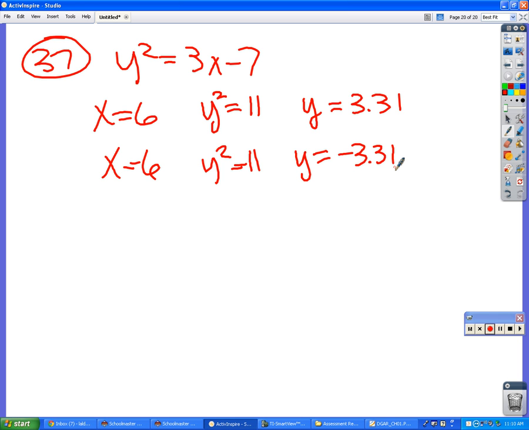Okay? Because what is a negative times a negative? A positive. So if I go 3.31 squared, I get 11, but if I go negative 3.31 squared, I also get 11. So if I put in x equals 6, depending on whether I take the positive square root or the negative square root, I could get two different answers. Do you see how that could happen? So is this a function, yes or no? No. The main deal there is that since the y was squared, that's the clue that something weird is going on. All right, anything else, or is that it?